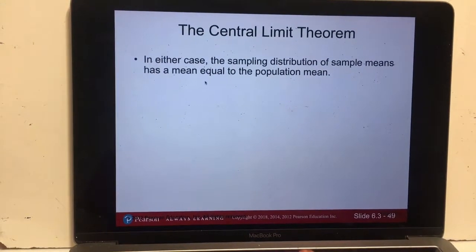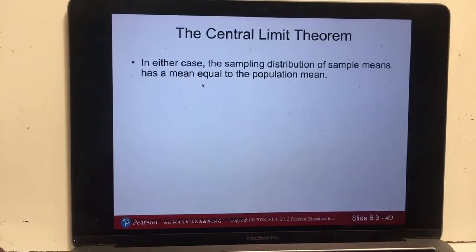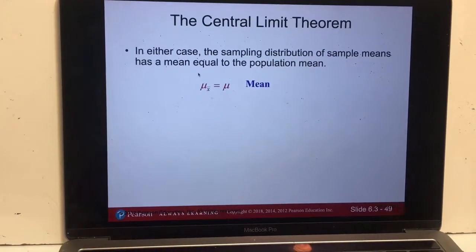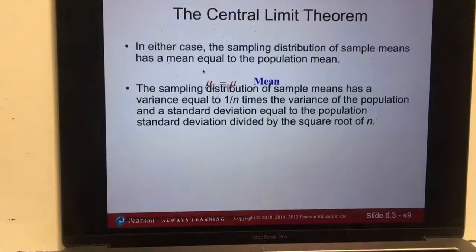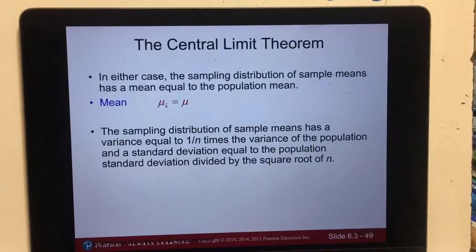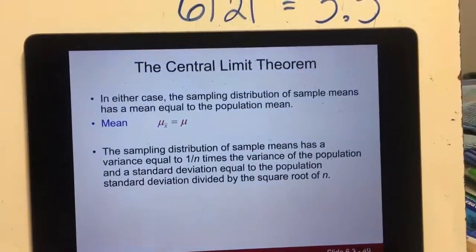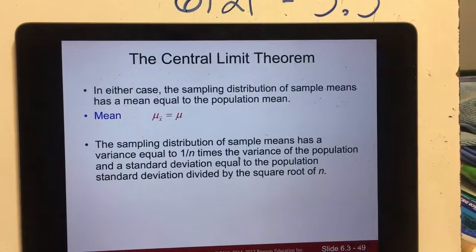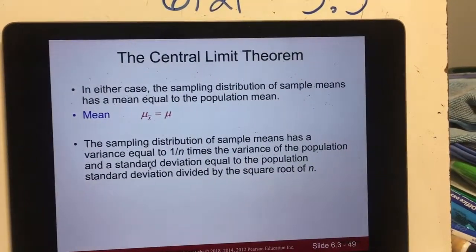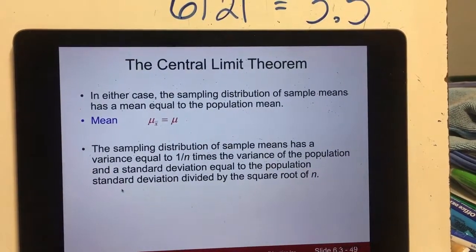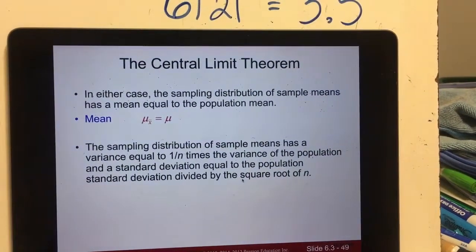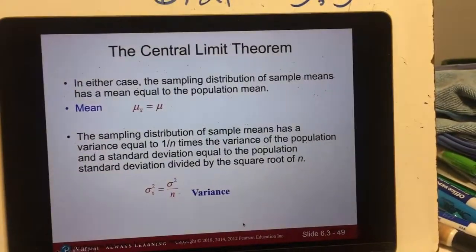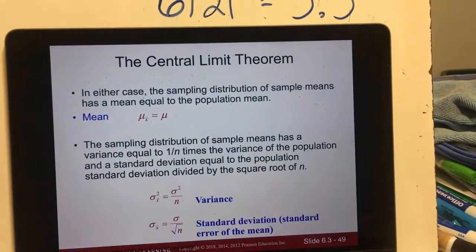Okay, in either case, the sampling distribution of sample means has a mean that is equal to the population mean, okay, and the sampling distribution of sample means has a variance equal to 1 over n times the variance of the population, and the standard deviation is equal to the population standard deviation divided by the square root of n. So there's variance and there's standard deviation.